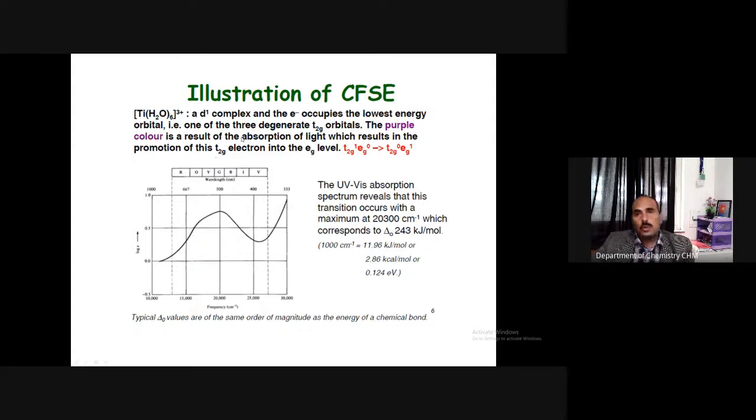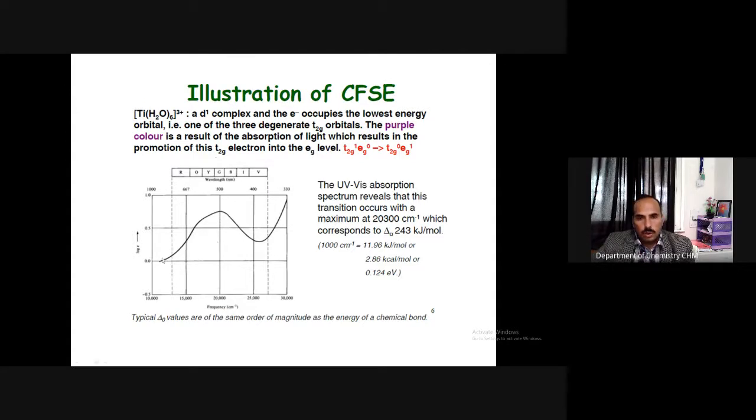So now, since we know that d orbital splitting is taking place, you can easily say that the configuration is t2g1 eg0. If you provide light energy to this system, the system will absorb energy in order to excite the electron from the t2g level to the eg level. So the resulting configuration will be t2g0 eg1, right? This is where the energy will be absorbed, because it's octahedral geometry, right?